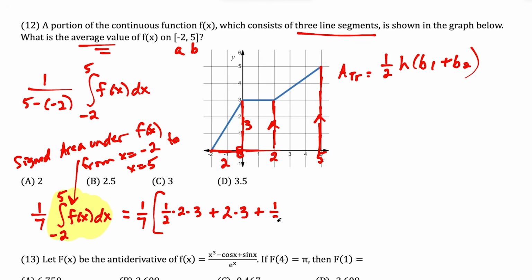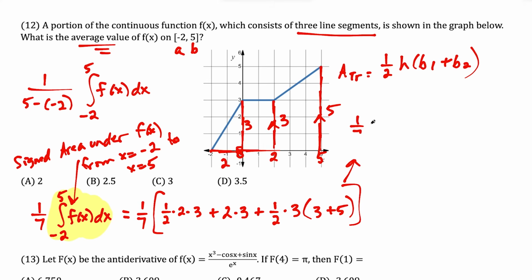So now we have 1/2 times the height, which is the distance between the parallel sides. So we have 1, 2, 3 is the distance between the parallel sides. And now I have the sum of the bases. Well, notice that this base here is going up 1, 2, 3, and this base is going up 5. So I'd have the sum 3 plus 5 going on the inside. Okay, so now I just have to work all of this out. So the rest is just arithmetic.